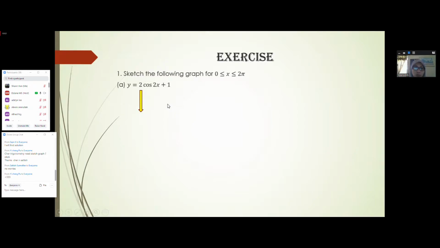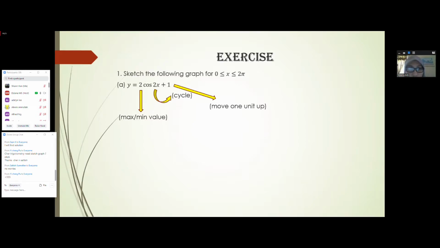The 2 in front, you have to change your minimum and maximum value, they become 2 and -2. The 2 inside will change the number of cycles. Instead of having only 1 cycle in 2 pi, now we have 2 cycles. And plus 1 is to move 1 unit up, right? So those are the 3 changes.